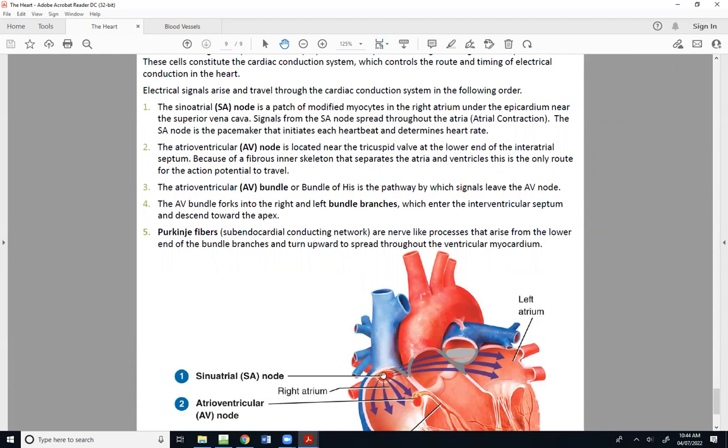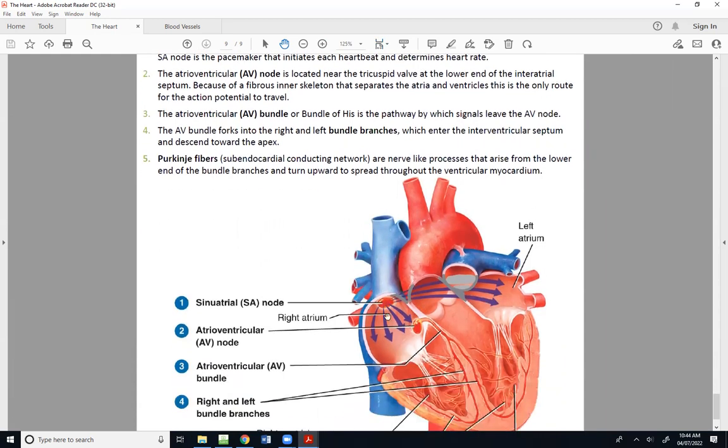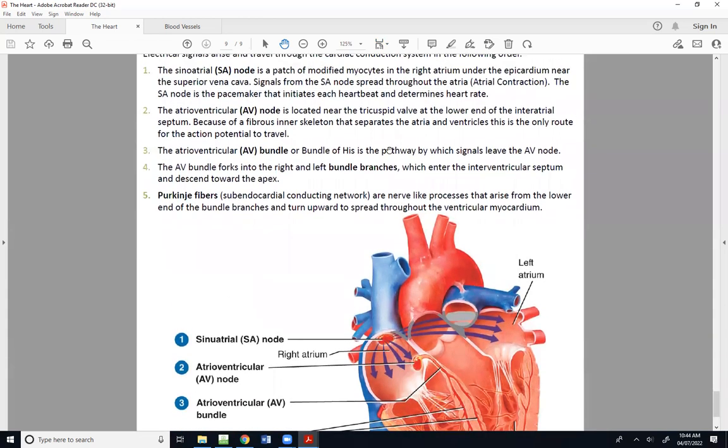When it depolarizes, it creates an action potential, and you can see these purple arrows that not only travels through the right atrium where it's located, but also across and into the left atrium, and what results is contraction of both of those atria at the same time, and that we would call atrial contraction or atrial systole.